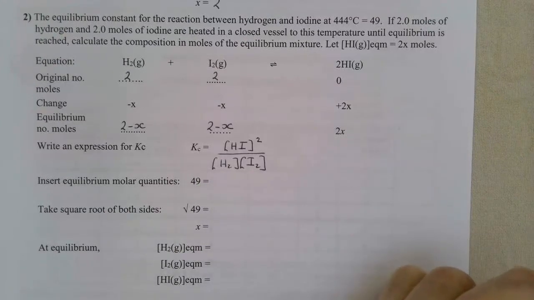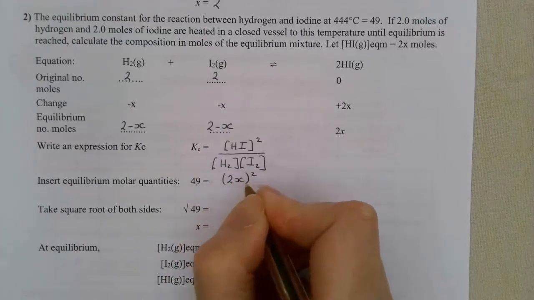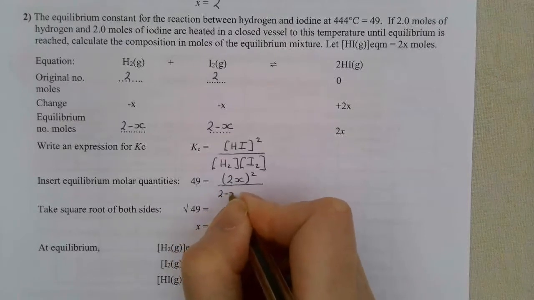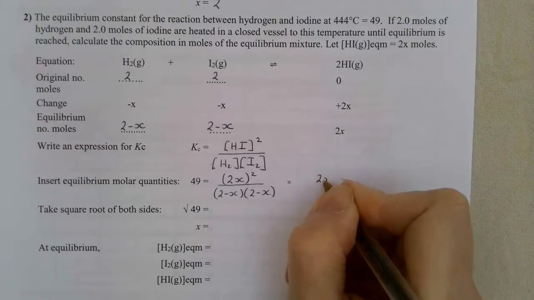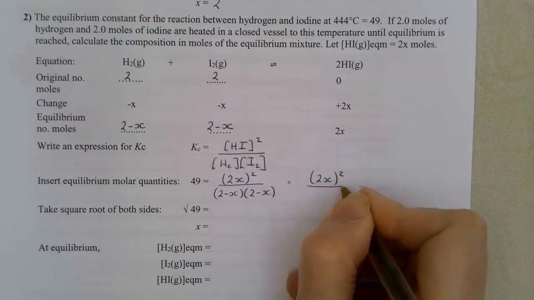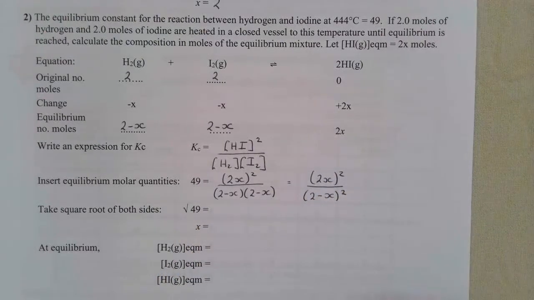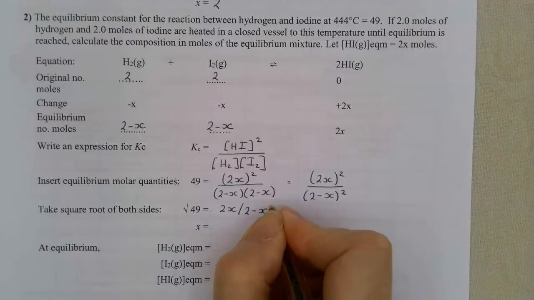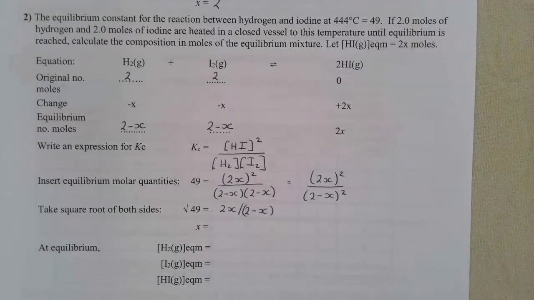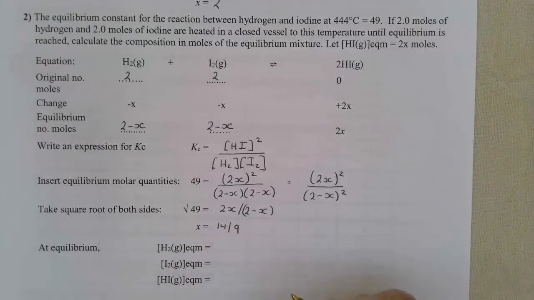I know that my Kc value is equal to 49, so I have 2X all squared divided by 2 minus X times 2 minus X, which is the same as saying I've got 2X squared over 2 minus X squared. Again, take the square root of everything and I get 2X divided by 2 minus X on the bottom. Again, all I'm going to do is rearrange and solve for X. So I get X is equal to 14 divided by 9.